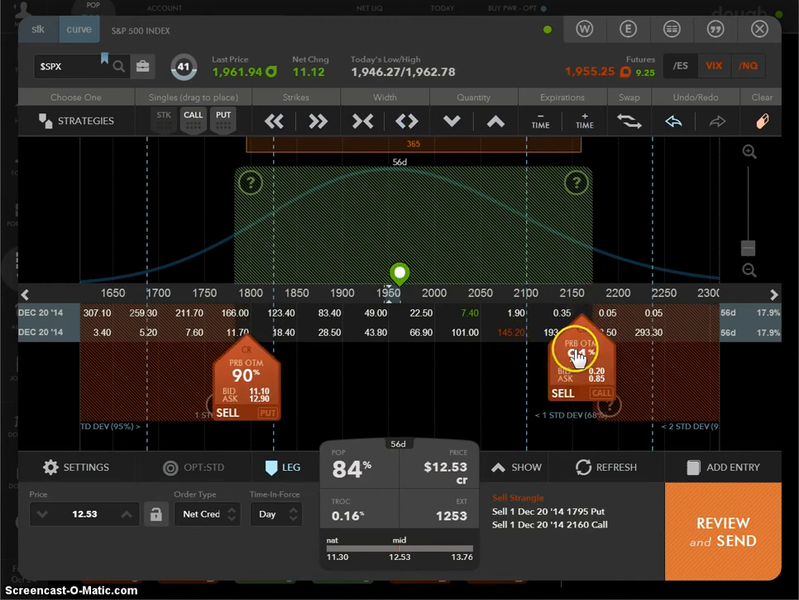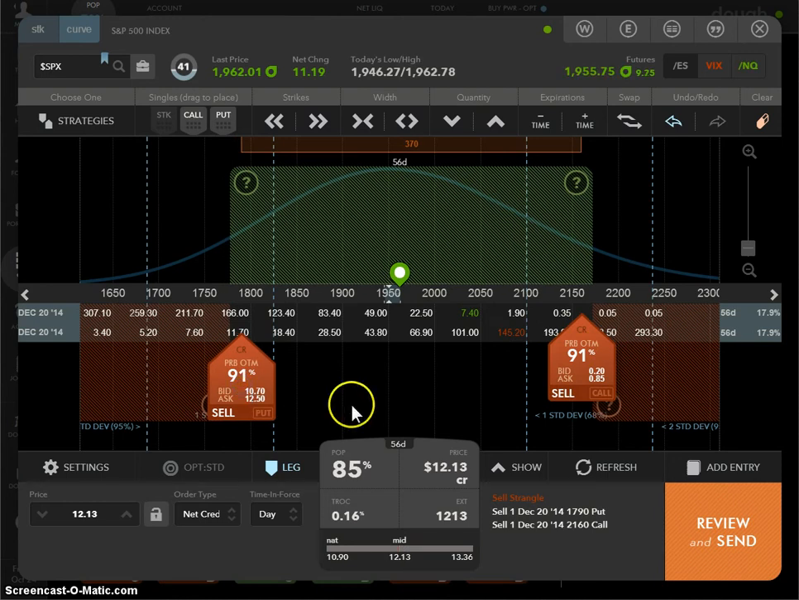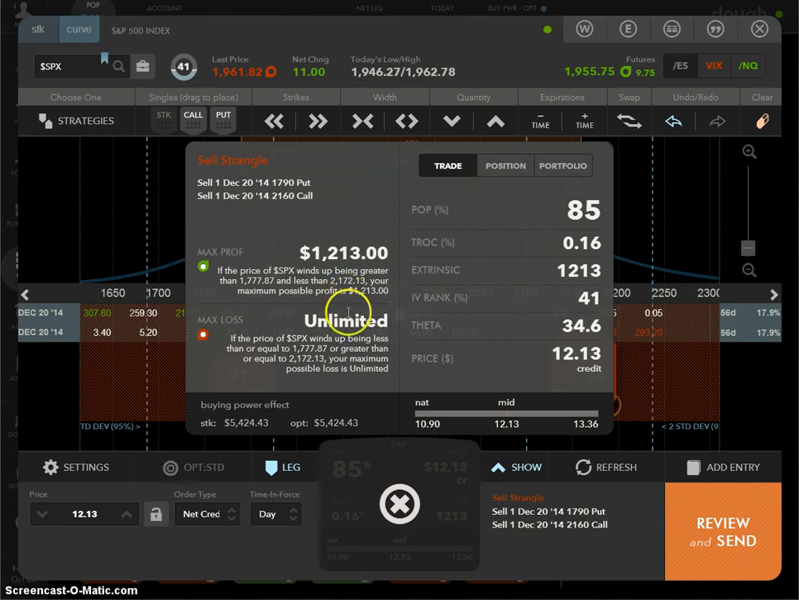Okay, that's 91 here. Let's move this one out to 91. No, not quite. Oh, right there. Look, she has an 85% chance of making money, but she's collecting $12.13 per contract. That's 1,213 cents per contract, and her average trade size is about 500 contracts. Well, look at how much capital she has. Look, this ties up a bunch of capital.